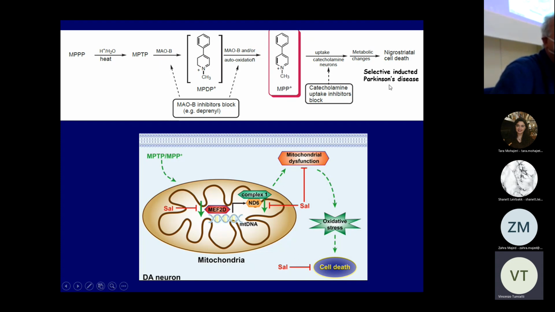Selective induced Parkinson's disease. You see here the toxicity against the mitochondria. You see mitochondrial dysfunction, and so a selective death of dopamine neurons.